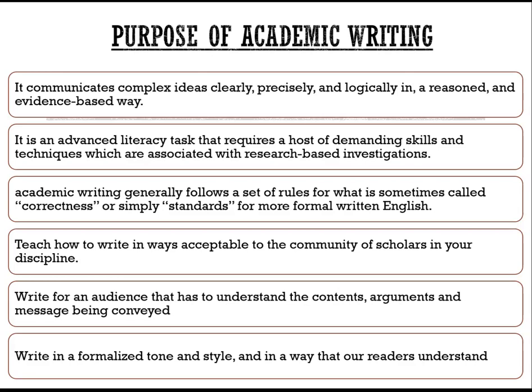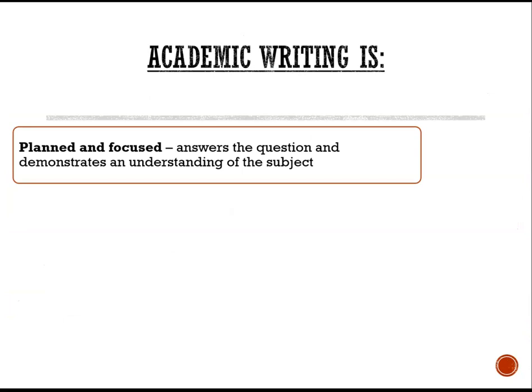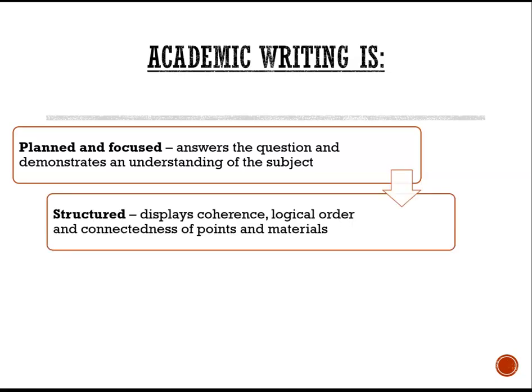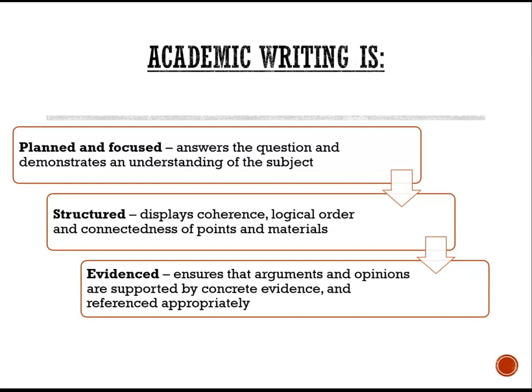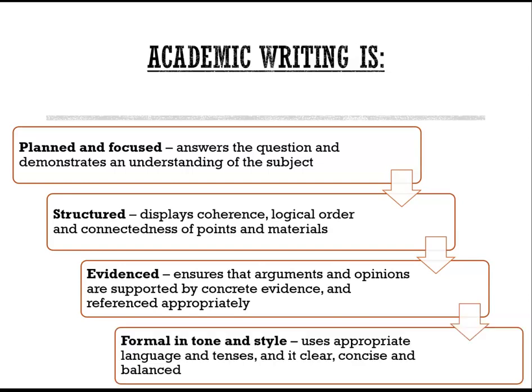Okay, so when you are writing, it has to be done in a formalized tone and style, in which your readers are able to understand and comprehend what you have written to them. So academic writing, we can say, is planned and focused, and it answers questions and demonstrates an understanding of the subject. It is structured. It displays coherence, logical order, correctness of points and material. It is evidence-based. It ensures that arguments and opinions are supported by concrete evidence and referenced appropriately.